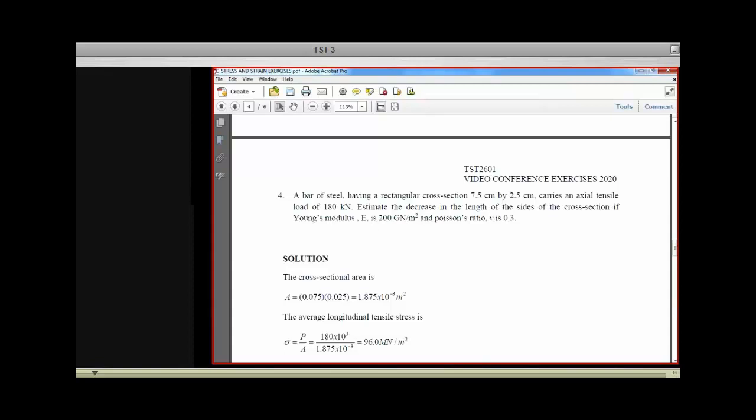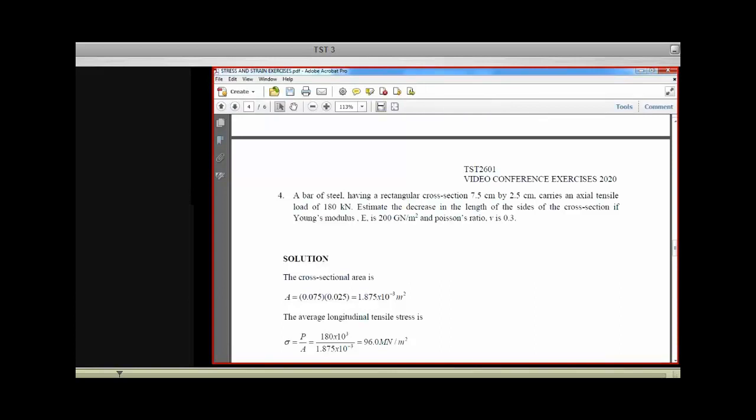And remember, I said the first thing you want to do is try to understand the question, because once you understand the question, you'll be able to solve it and apply the relevant equations to it. So what are we looking for in this case? We are looking for the decrease in length of the sides of that section. When you talk about decrease in length, we are actually looking at the strain, because the strain is the ratio of the change in length to the original length. So the first thing we have to do is get the strain, which is a longitudinal strain.